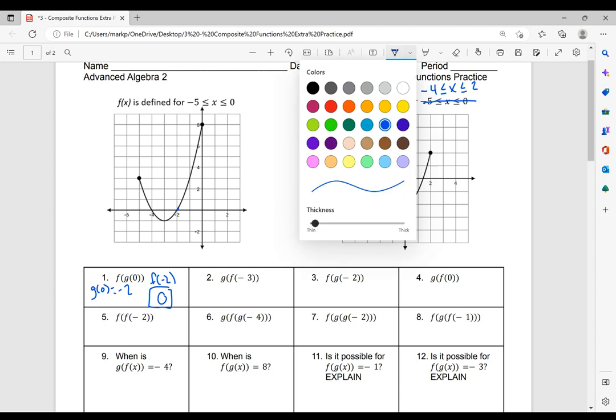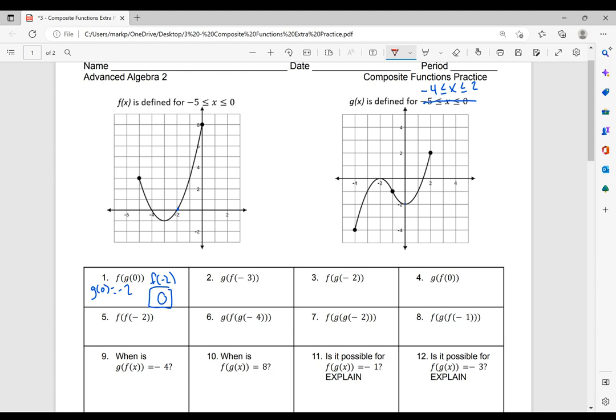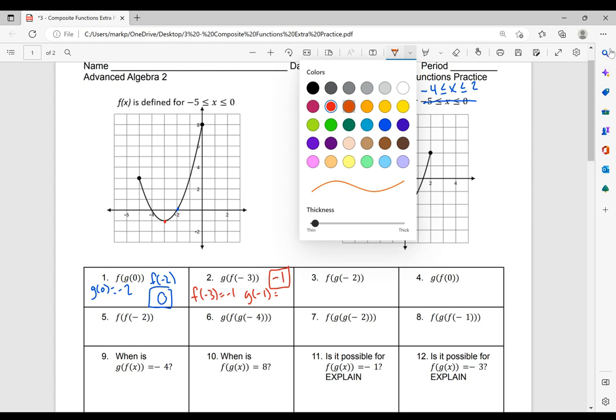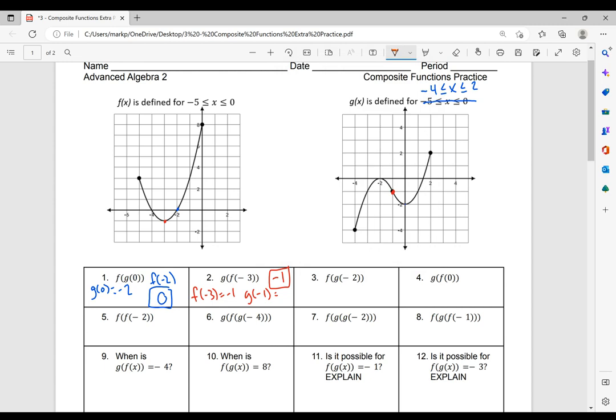All right, for number 2, let's see if we can switch colors here. There we go. So we start with f of -3. So f of -3 is right here at -1. So now we're doing g of -1. And g of -1 is going to be right here. The y value is going to be -1 still. All right, let's go g of -2 now. So g of -2 is right here at 0. So now we're going to do f of 0. F of 0 is up here at 8.